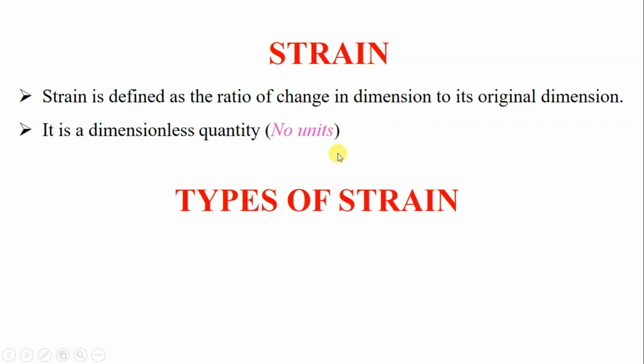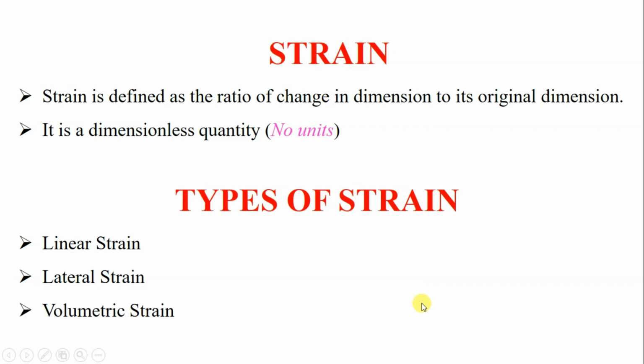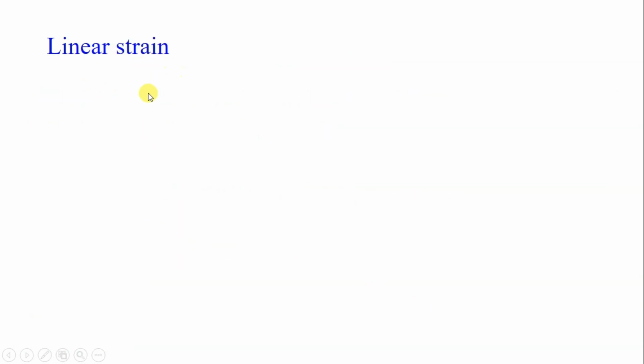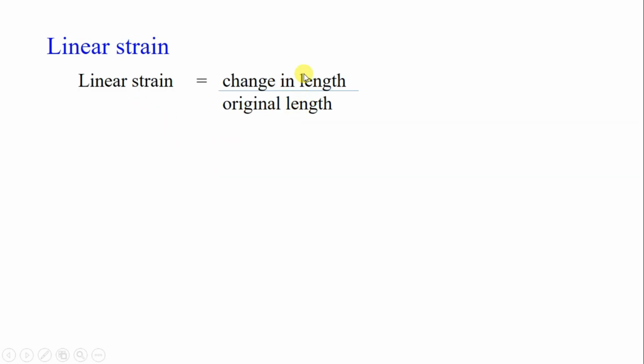What are the different types of strains? There are three different strains. One is the linear strain, another one is lateral strain, another one is volumetric strain. Now let us see linear strain. Linear strain is referred with the length of the body. So linear strain is equal to the change in length by original length of the body. So this strain denoted by E is equal to delta L by L, where delta L is your change in length and L is your original length.